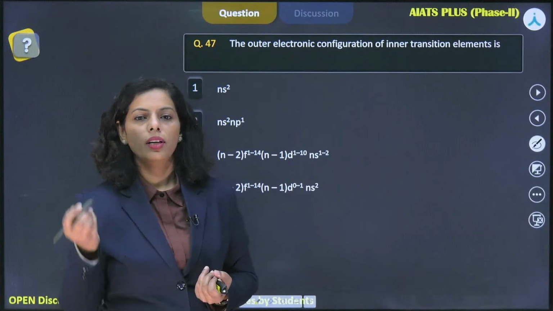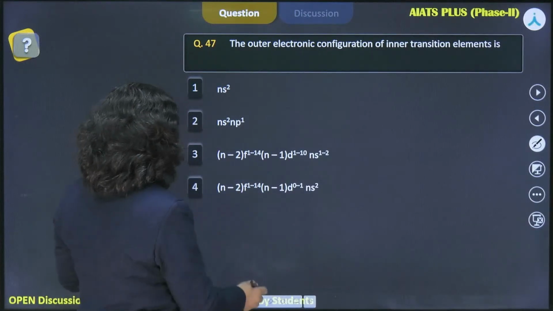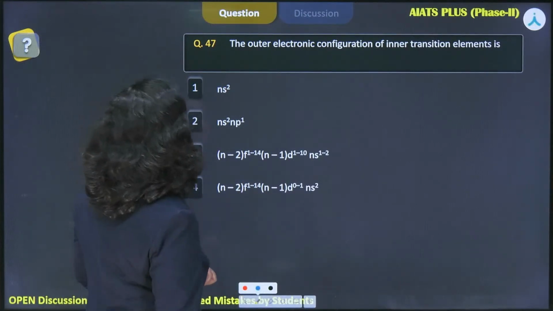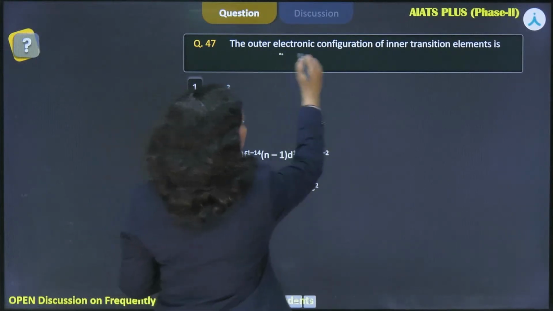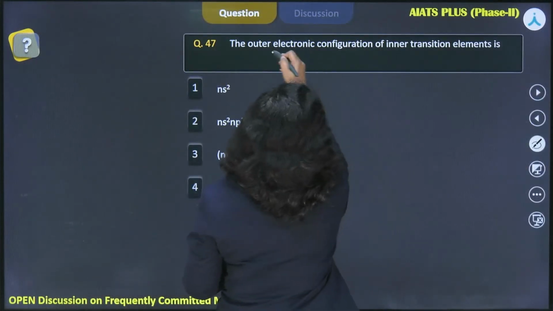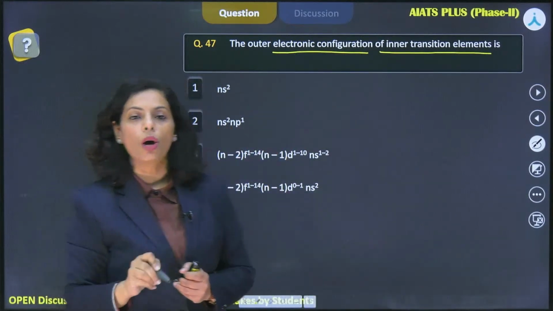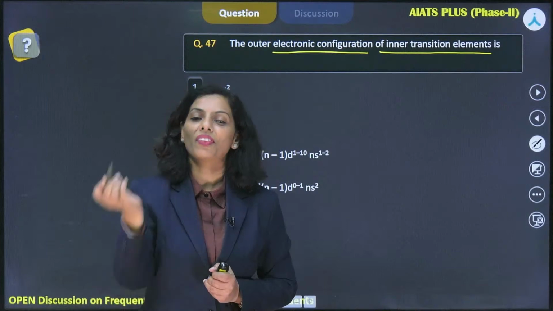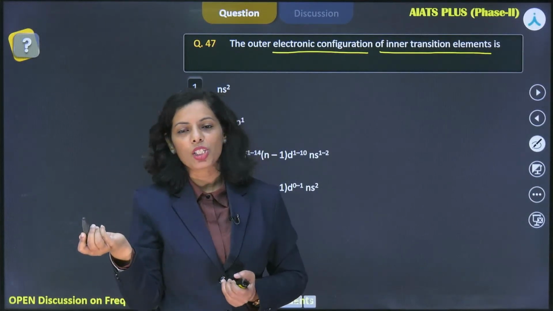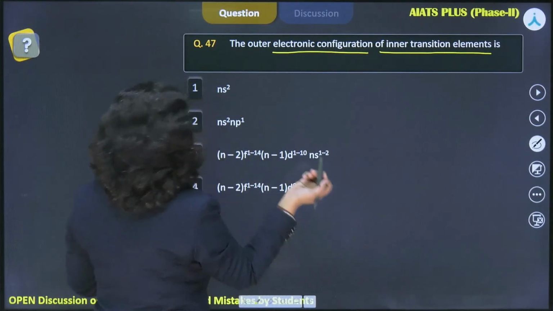Now, there is the turn for the next question. The question is, question number 47, the outer electronic configuration of the inner transition elements is. So the question is from chapter 3 of class 11th, periodic classification of elements, right? Periodicity in properties is also there.